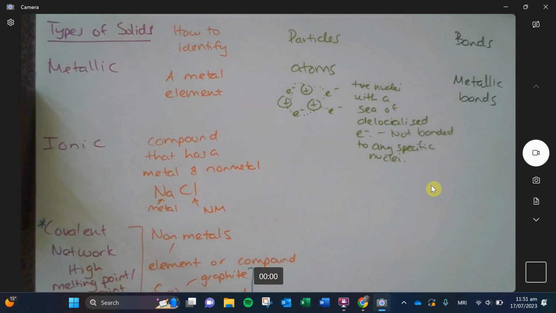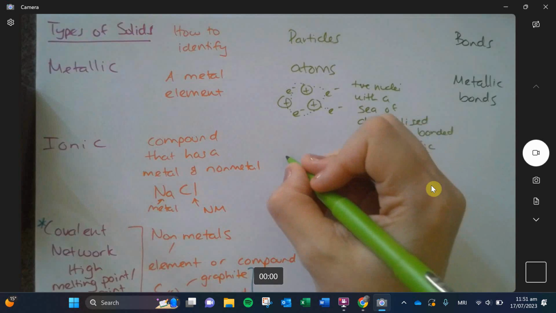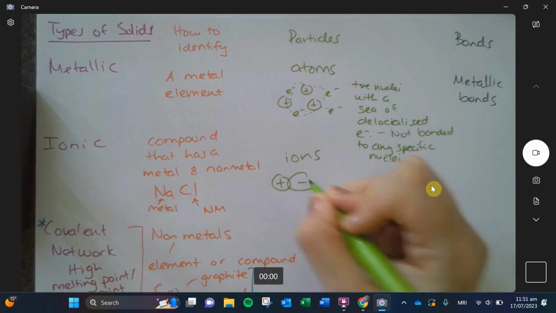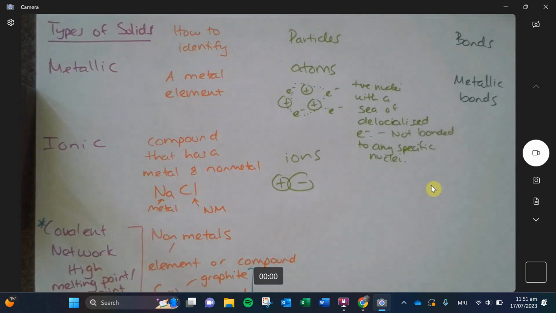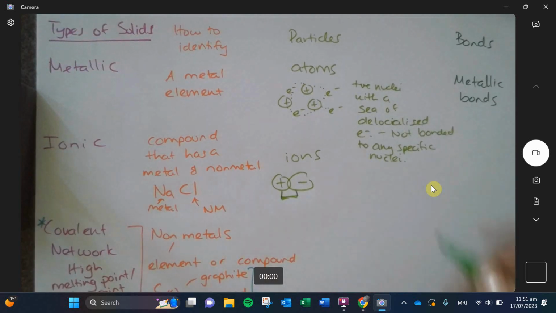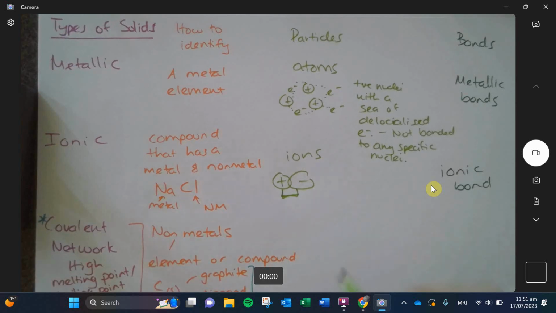All right, ionic. Those guys are made up of ions. So you're basically looking at a positively and a negatively charged ion. These two here are bonded through an ionic bond. Cool.